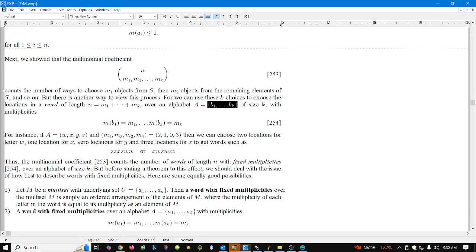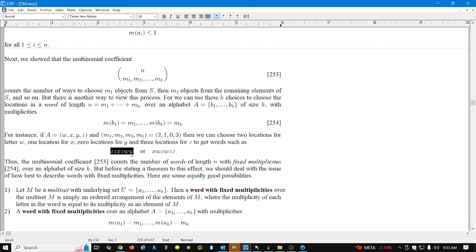So just to give you an example, if the alphabet is W, X, Y, Z and the multiplicities are 2, 1, 0, 3, we have to choose 2 locations for the W, 1 location for the X, 0 locations for the Y, and 3 locations for the Z. So we have a total of 6 locations to choose, so we're going to get a word of length 6 with 2 copies of W. So we'll take a look at this one.